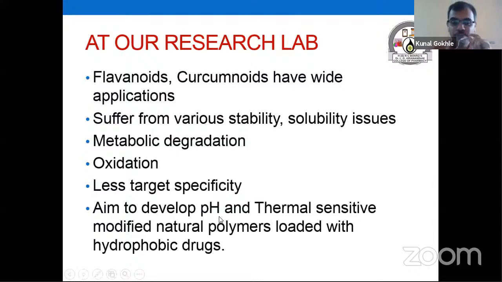So we have developed a pH and thermal sensitive polymer, which is obtained from a natural polymer. So we have chemically modified a natural polymer. We make it pH sensitive. We make it thermal sensitive.